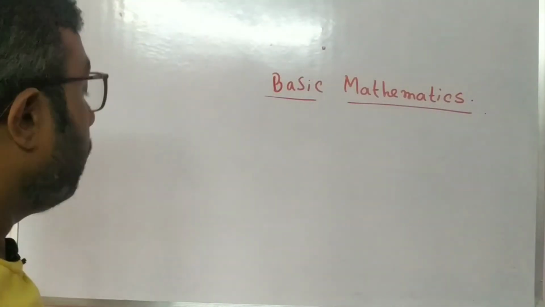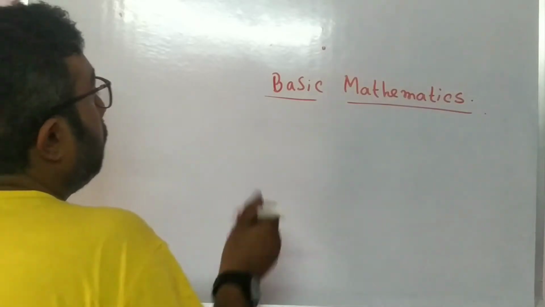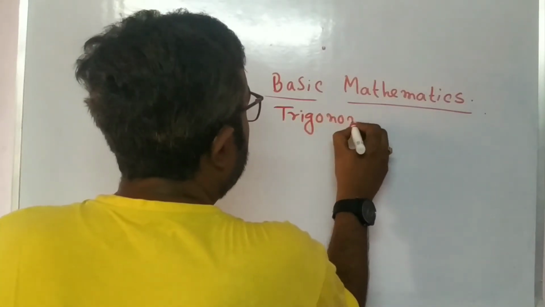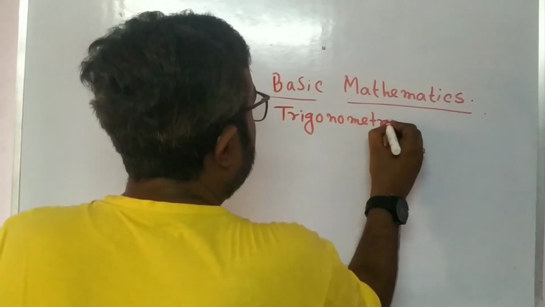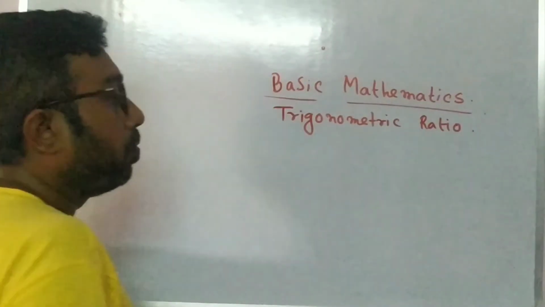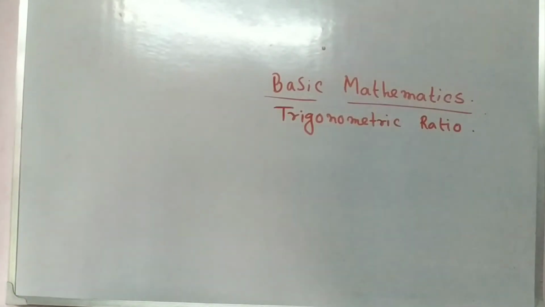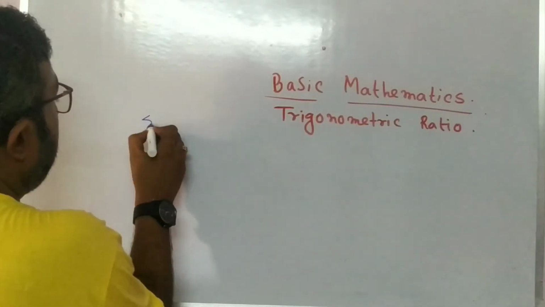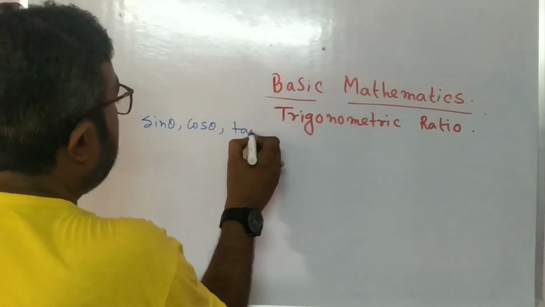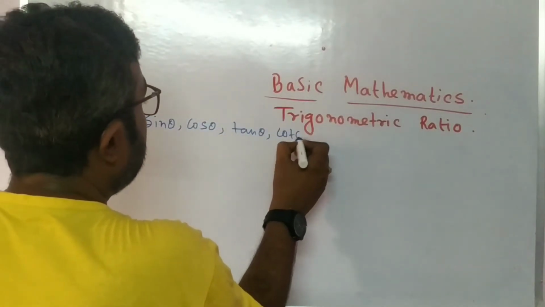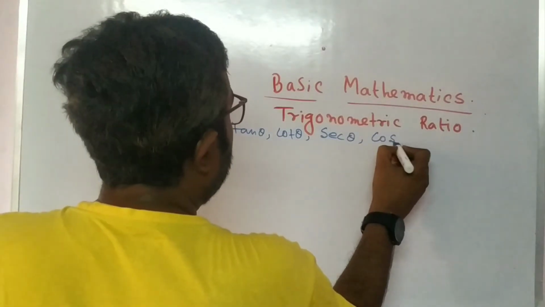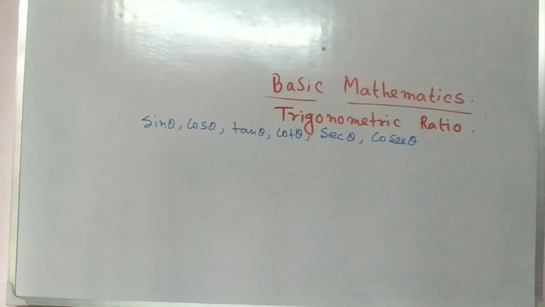Let's see. What are the trigonometric ratios? They are sin theta, cos theta, tan theta, cot theta, sec theta and cosec theta. These are the 6 ratios of trigonometry.